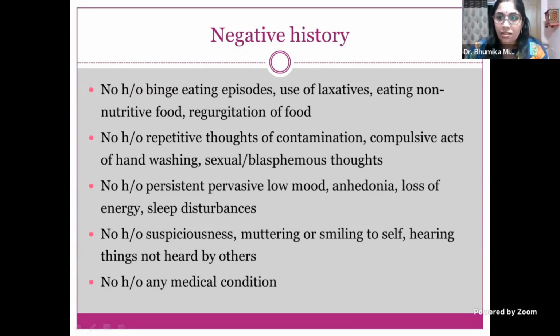So what we couldn't find in this case was any history of binge eating episodes, use of laxatives, eating non-nutritive food items or any regurgitation of food. There was no history of repetitive thoughts of contamination followed by compulsive hand washing, or any sexual or blasphemous thoughts. There was no history of persistent or pervasive low mood, anhedonia, loss of energy, or significant sleep disturbances. No history of suspiciousness, muttering or smiling to self, or hearing things not heard by others, and there was no comorbid medical condition present.